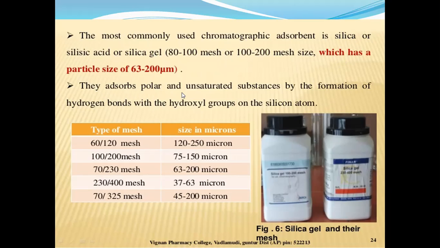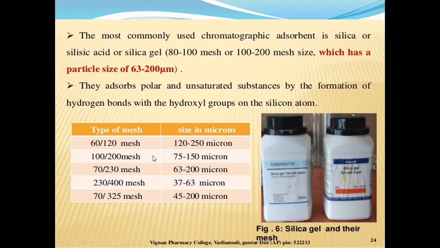Next, they adsorb polar and unsaturated substances by the formation of a hydrogen bond with a hydroxy group on the silicon atom. Here adsorption takes place between the adsorbent and the adsorbate. Your adsorbent is our stationary phase and the adsorbates are our mixture components. So if our mixture contains polar or unsaturated components, those can be adsorbed by the adsorbent through hydrogen bonds.